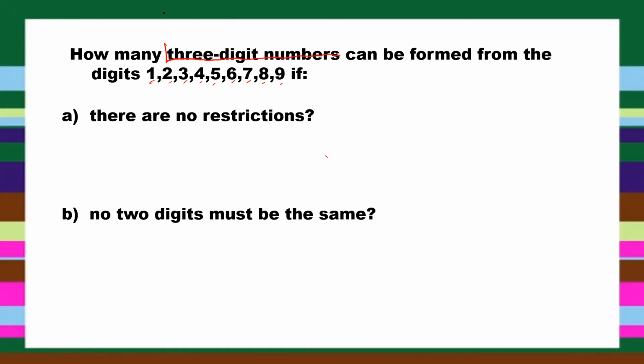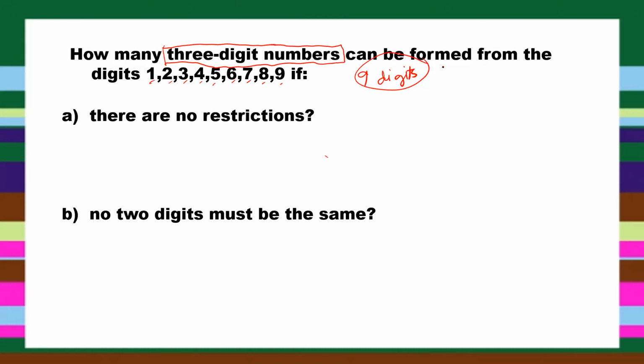So kapag ganyan, lagi niyong titingnan kung ilang digit ba yung ifo-form natin. Okay, laging ganun ang gagawin ninyo. Ilang digit ba yung ifo-form natin dyan? So there are 9 digits.